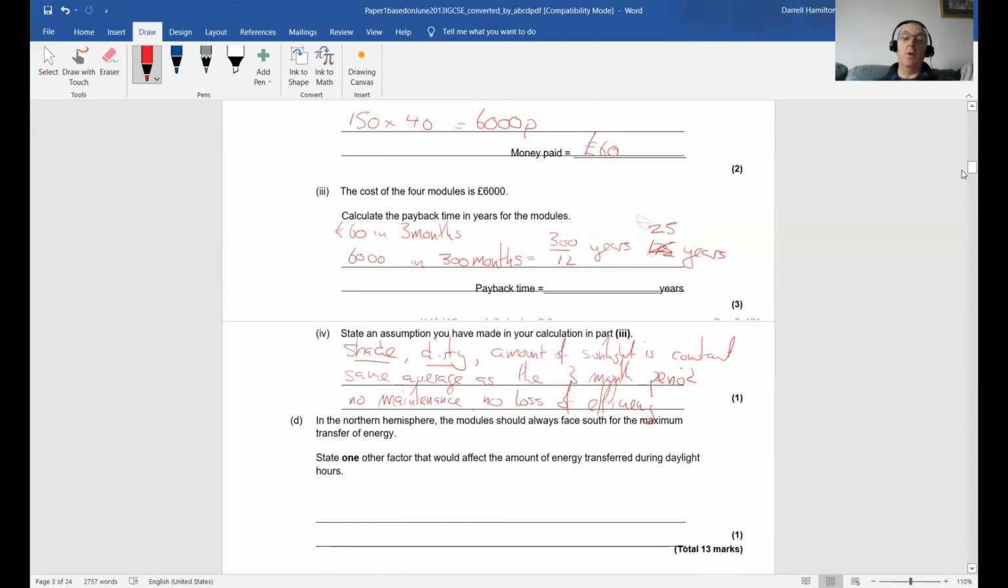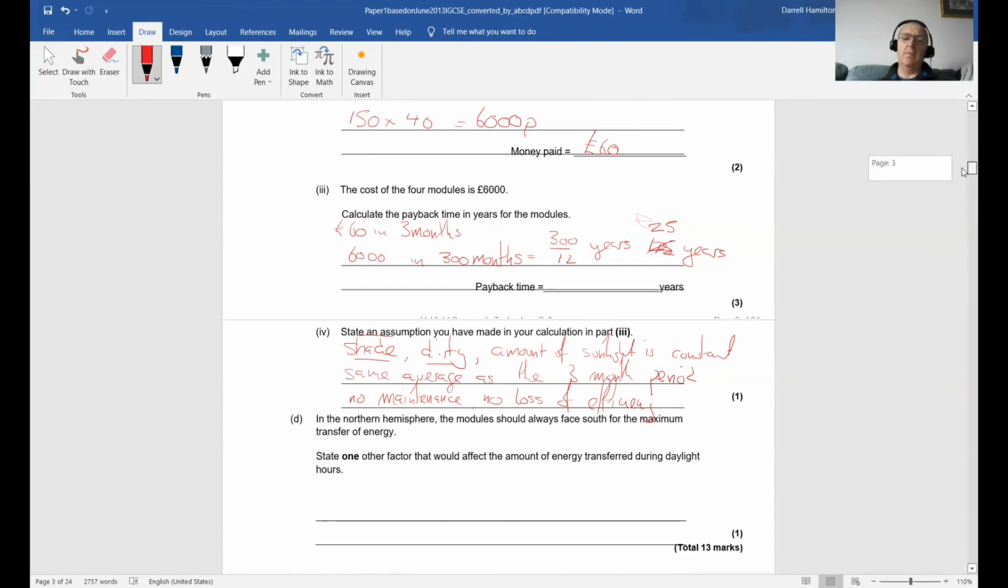But you only have to say one, a single assumption. You're assuming that the panels never fall into shade. You're assuming that the panels don't get dirty. You're assuming that the amount of sunlight is the same average as that 3-month period we calculated for. You're assuming that there is no maintenance you have to do and therefore pay for. You're assuming that the panels continue to produce electricity with the same efficiency. So a number of things you could say there.